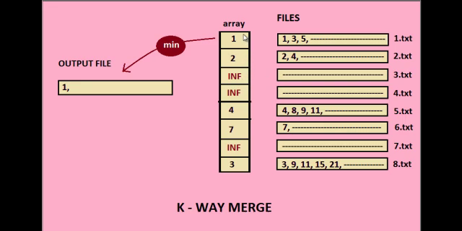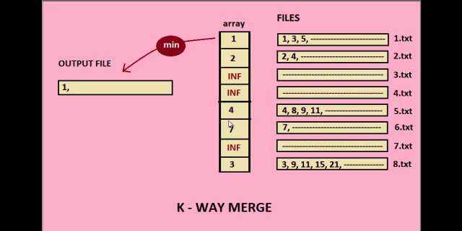After doing this, my next step is to find the minimum element in the array. In this case it is 1, and I will copy 1 to the output file. After copying 1 to the output file, I will read the next name from file 1 because I have copied an element from the first position of the array to the output file. And I will continue this process until all the files are empty.